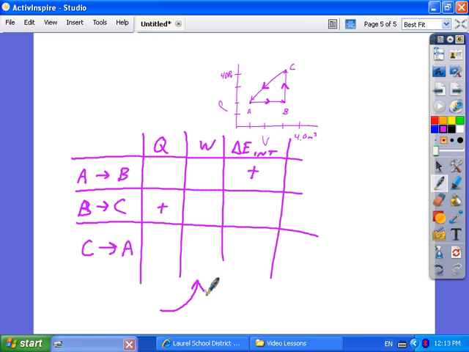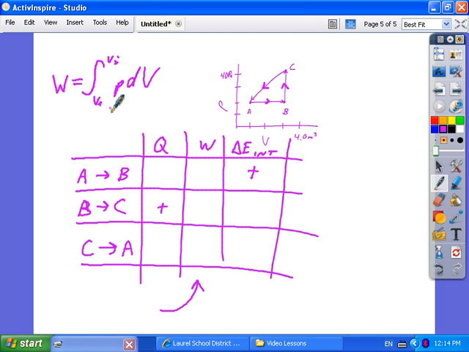Now I will tell you that the easiest one to solve for is going to be this column right here. The work is going to be the easiest to work with because that's the only one that we have a math equation that goes along with it. The amount of work done on one of these PV diagrams equals the integral from VI to VF of P dV. Okay? So, basically, work is the area underneath this curve.